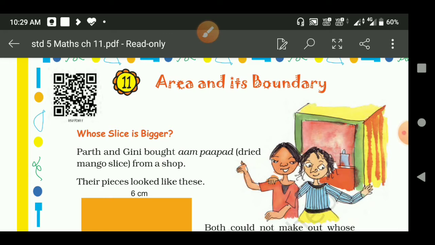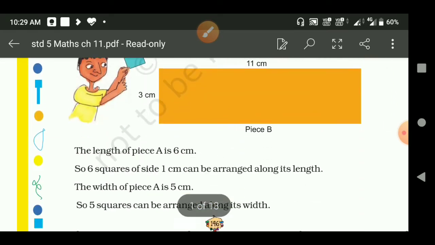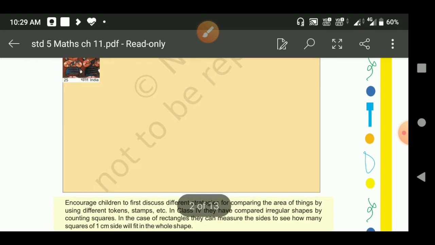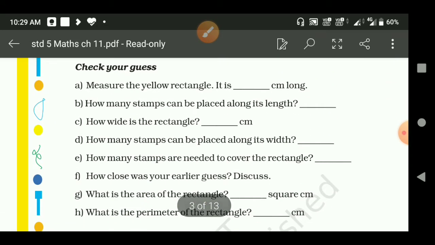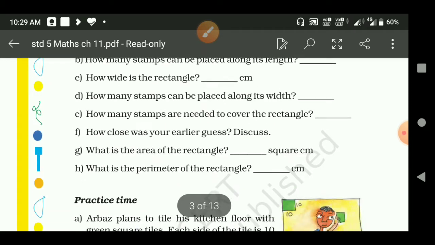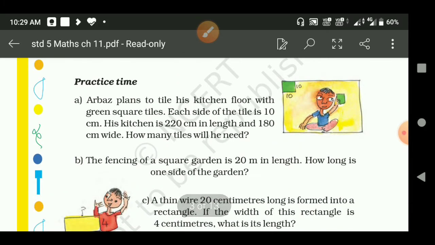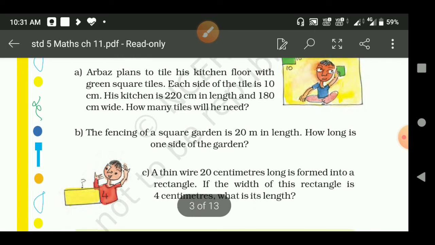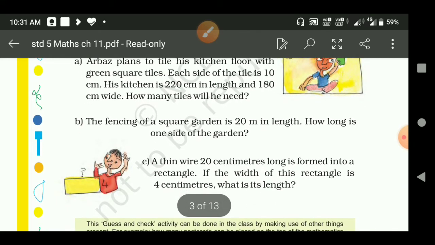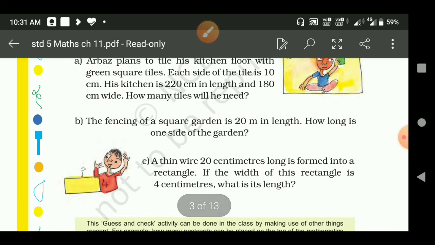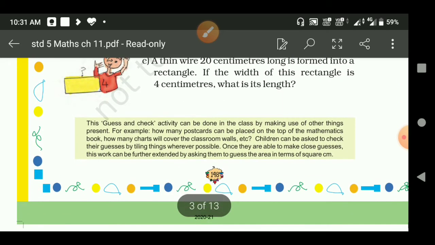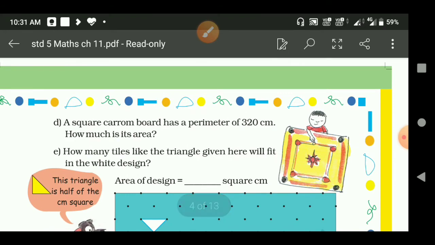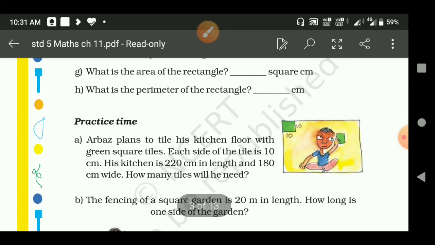We are discussing chapter number 11, area and its boundary. In the previous session, we studied up to the topic check your guess. Today let's continue with the topic practice time. In this topic, some word problems are given. We have to find out area, perimeter, sides and length, etc. in this word problem. So let's start with the question A.